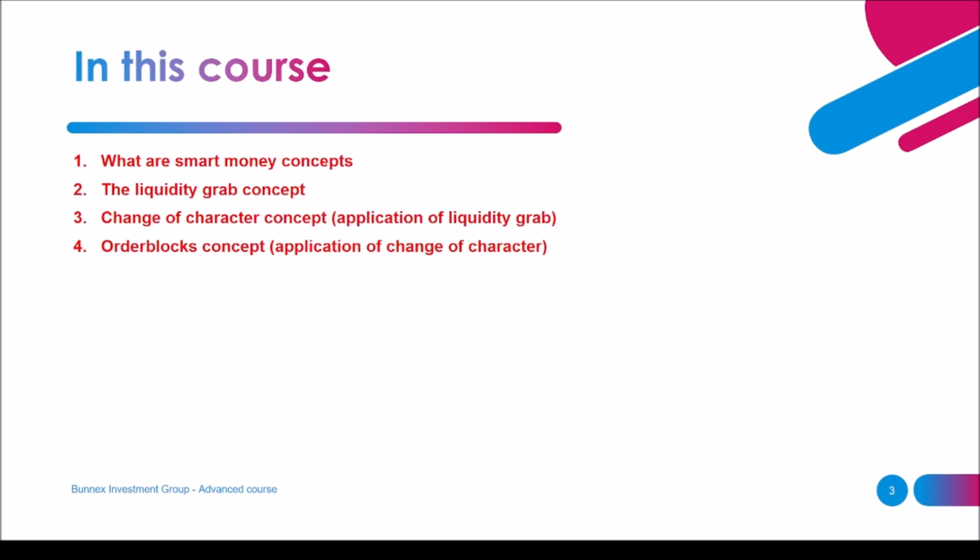So in this course, we are going to talk about what smart money concepts are, then the liquidity grab concept. So this is basically the start of the smart money concepts. From the liquidity grab, we are going to jump over to the change of character concept, which is now an application of what we would have learned in the liquidity grab concept. Then the last but not least is the Orderblocks concept, which is now an application of the change of character. So it's 1, 2, and 3, and for you to understand the smart money concepts, you need to watch to the end of the video.